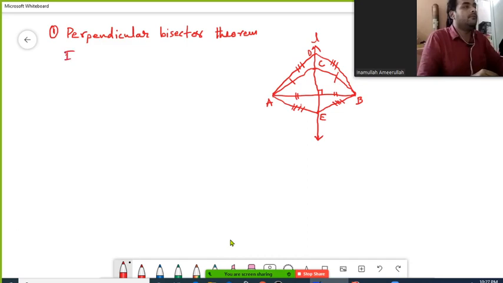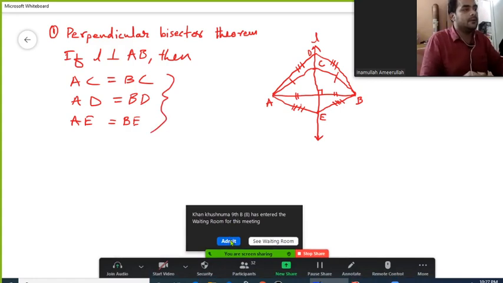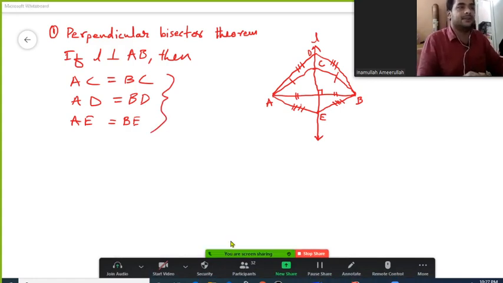If L is perpendicular on AB, then you can say AC is equal with BC. As well we can say AD is equal with BD. As well you can say AE is equal with BE. So all are equal. So this is all about perpendicular bisector theorem.